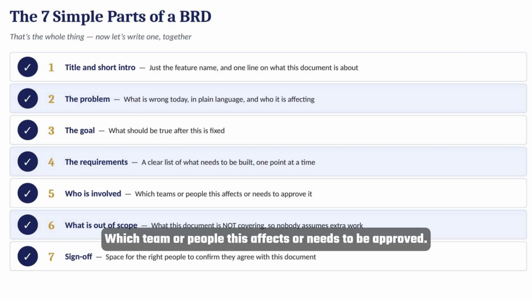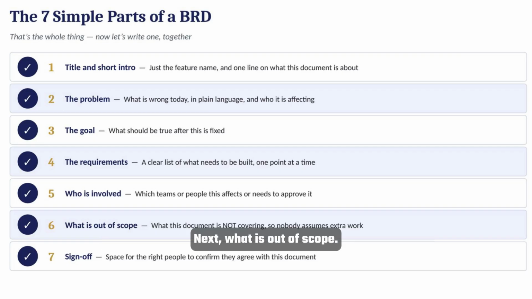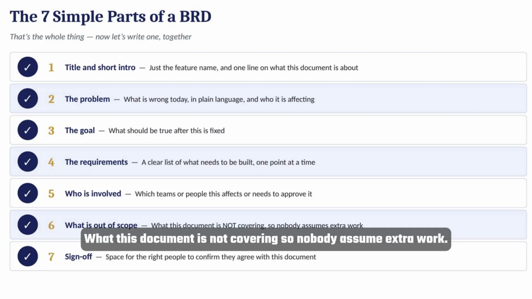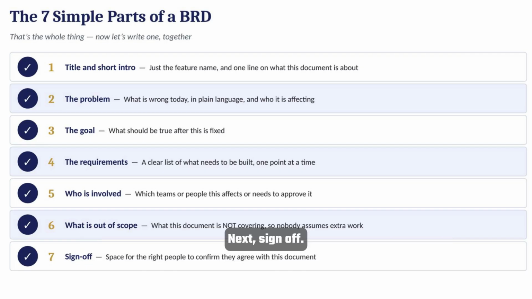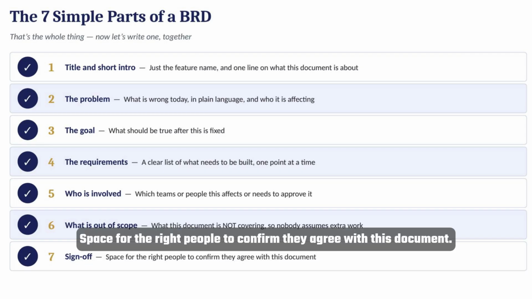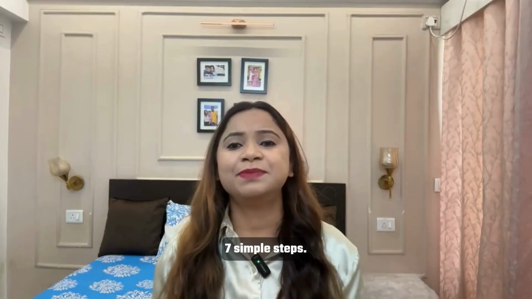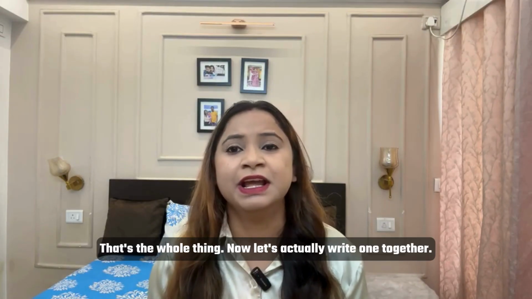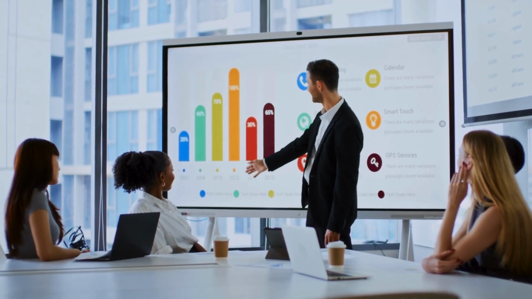Next, who is involved, which team or people this affects or needs to be approved. Next, what is out of scope, what this document is not covering, so nobody assumes extra work. Next, sign off, space for the right people to confirm they agree with this document. 7 simple steps, that's the whole thing. Now let's actually write one together.